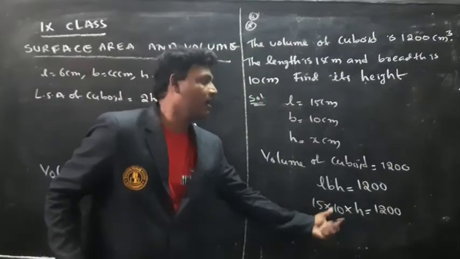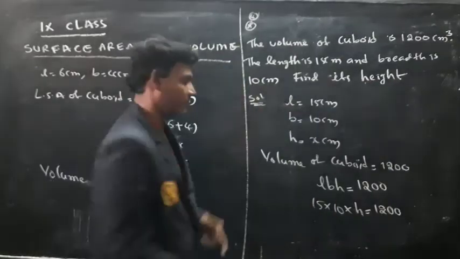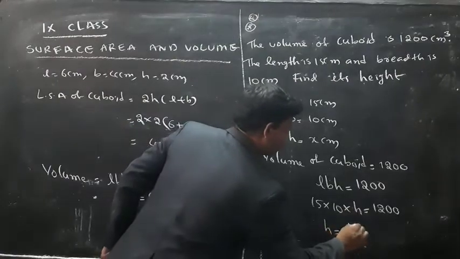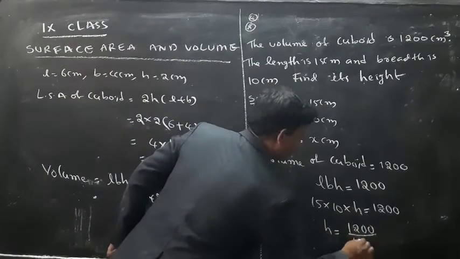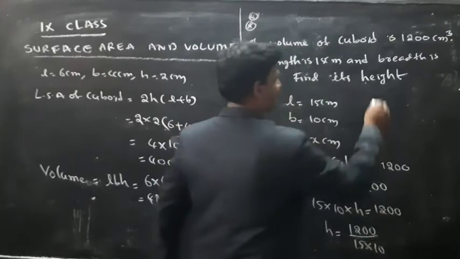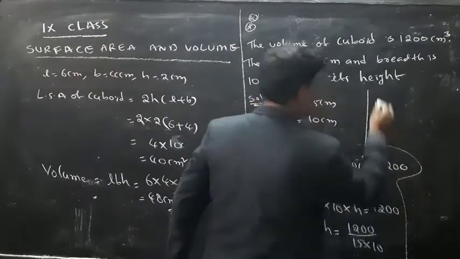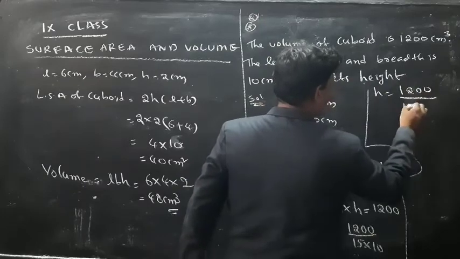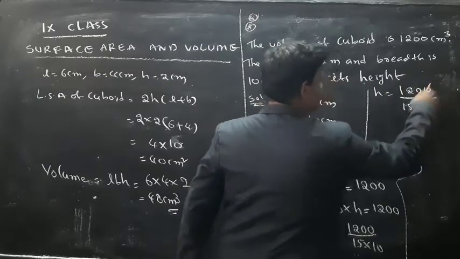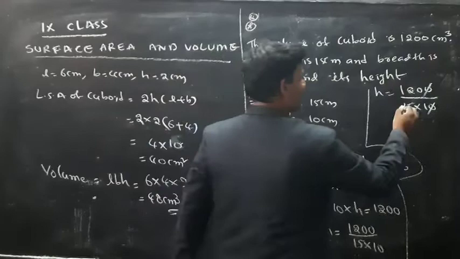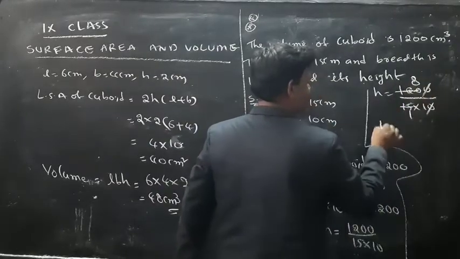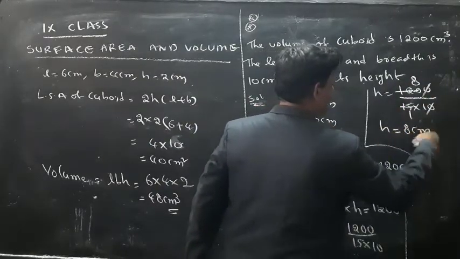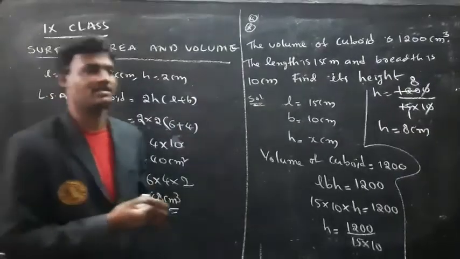Now 15 and 10 I am transposing to right side. H is equal to 1200 by 15 into 10. 0 0 cancel. Here 15 ones are 15, 15 eights are 120. So what is the height of the required cuboid? 8 centimeters.